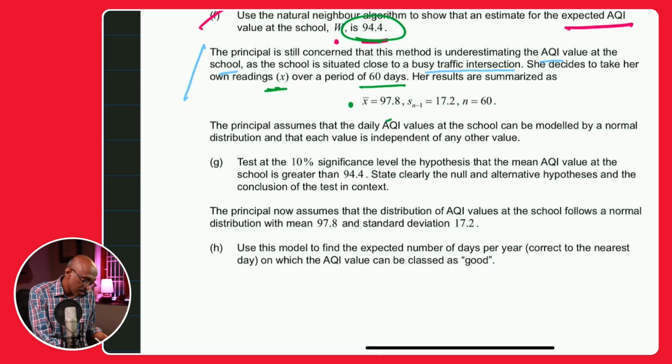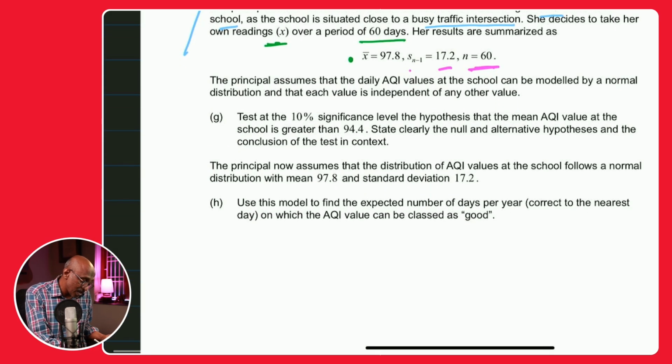That's the sample mean, 97.8. Okay, and this is the sample standard deviation, Sn-1, 17.2, and N is 60 over a period of 60 days. The principal assumes that the daily AQI values at the school can be modeled by a normal distribution. Okay, that's the assumption made, and that each value is independent of any other values. So every other day the values are not dependent, they're independent values.